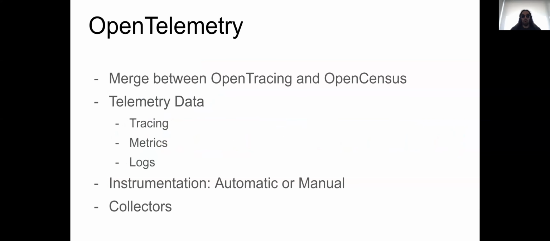OpenTelemetry is actually a merge between OpenTracing and OpenCensus. So maybe you heard about these projects before. Those were some of the initial projects that tried to work on distributed tracing. Both OpenTracing and OpenCensus have some similarities, and they also have a couple of differences, and both communities decided to work together and start something new, to bring the whole community together and not compete in this space.